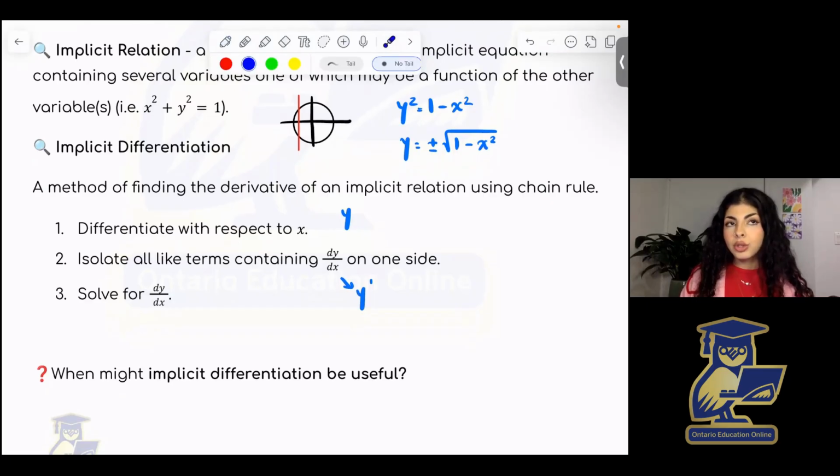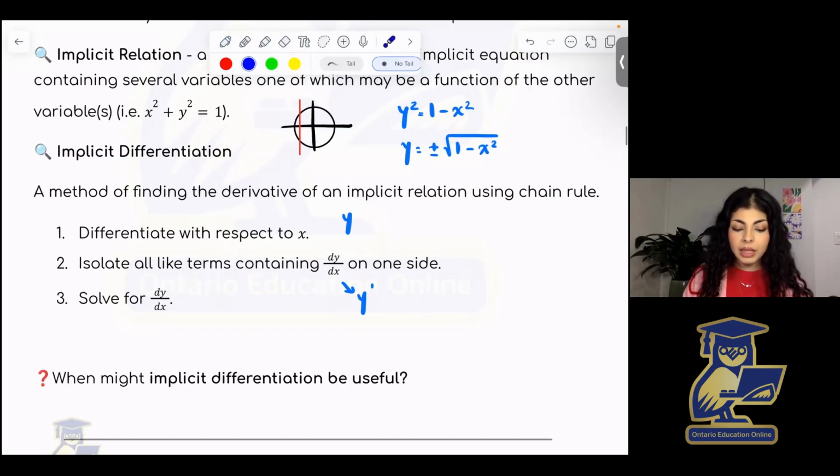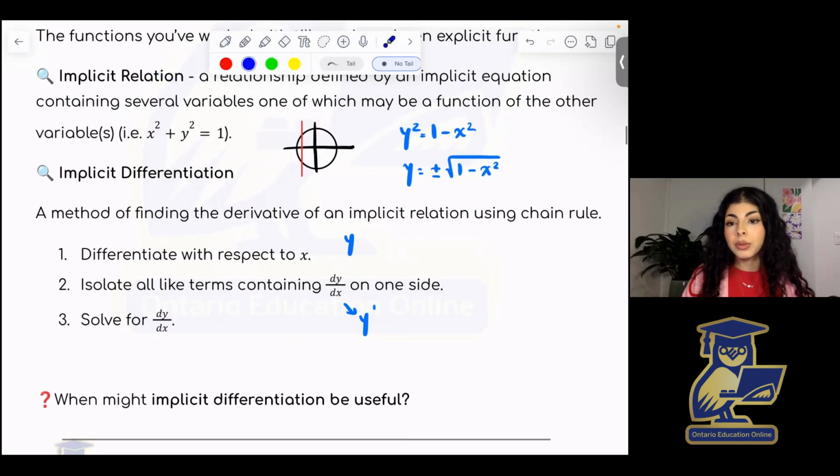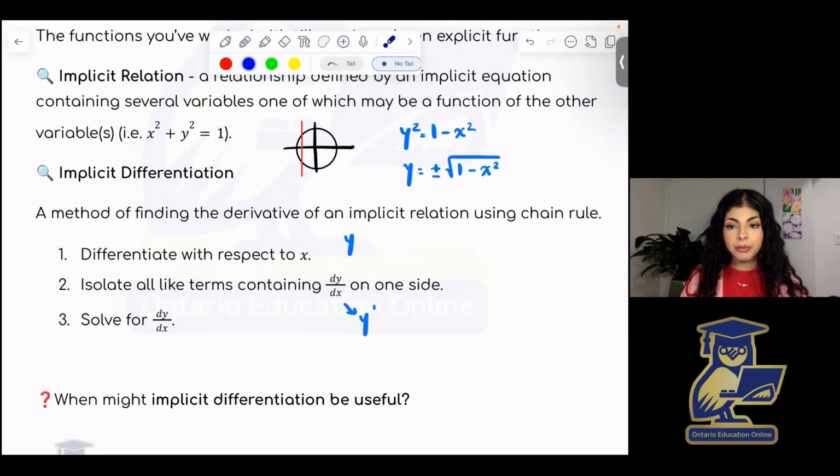Now, in the two examples, and maybe you can see it already in this example, in the other example we didn't really need to do implicit differentiation. So I want you to think, when might implicit differentiation be useful? Specifically, think of different types of implicit relations, or different implicit equations, where implicit differentiation may be helpful for us.